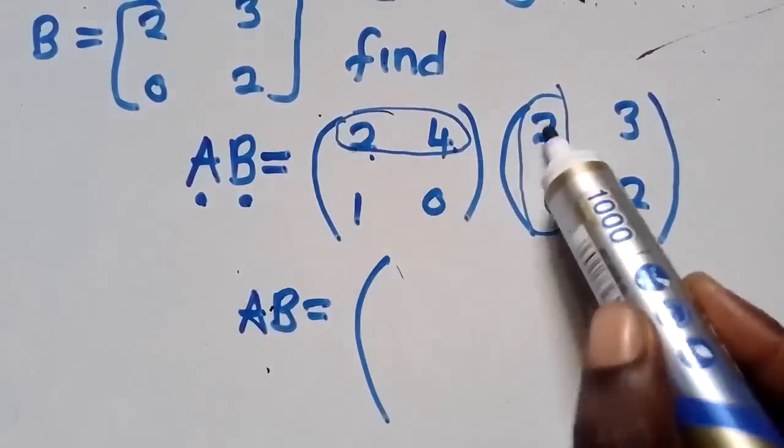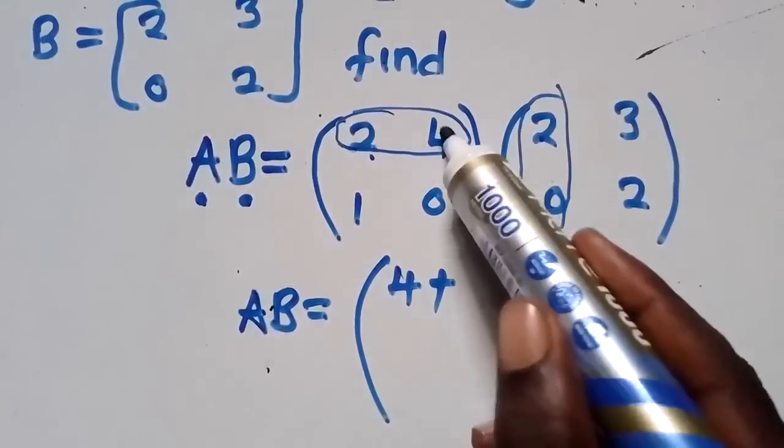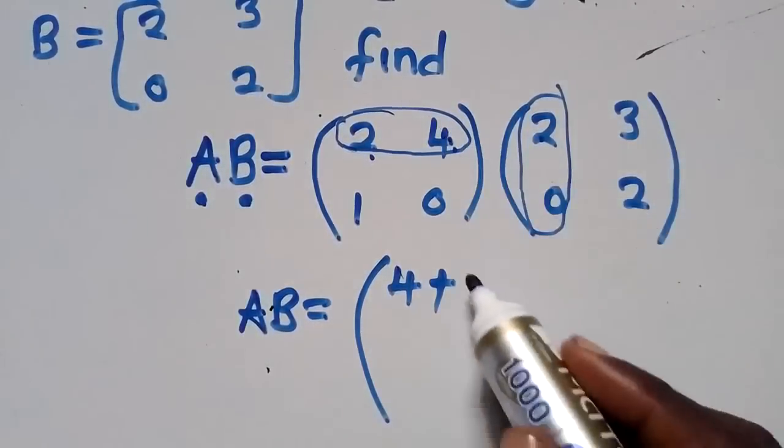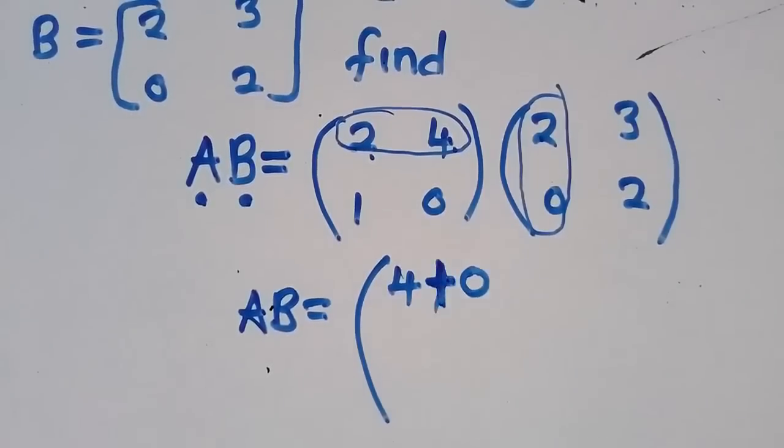2 times 2, 4. I say plus. 2 times 4 times 0, it is 0. So here just need to be putting plus. This is part of the formula. Just need to put plus there.